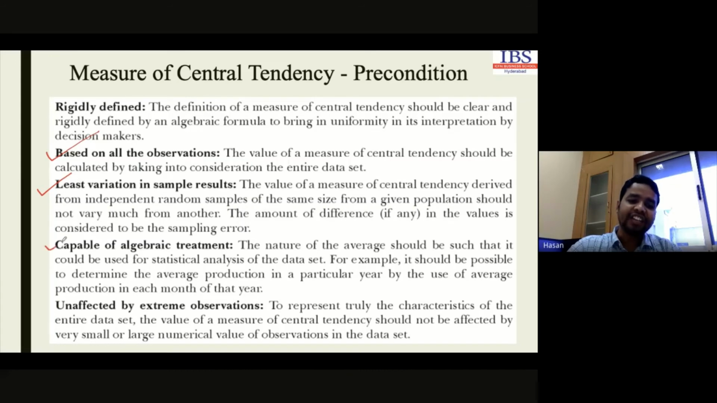Capable of algebraic treatment. The nature of the average should be such that it could be used for statistical analysis of the data set. For example, it should be possible to determine the average production in a particular year by use of the average production of every month. So basically, once we have the data set, we can easily draw the curve, take the data and predict the future course. Another one is unaffected by extreme observations.